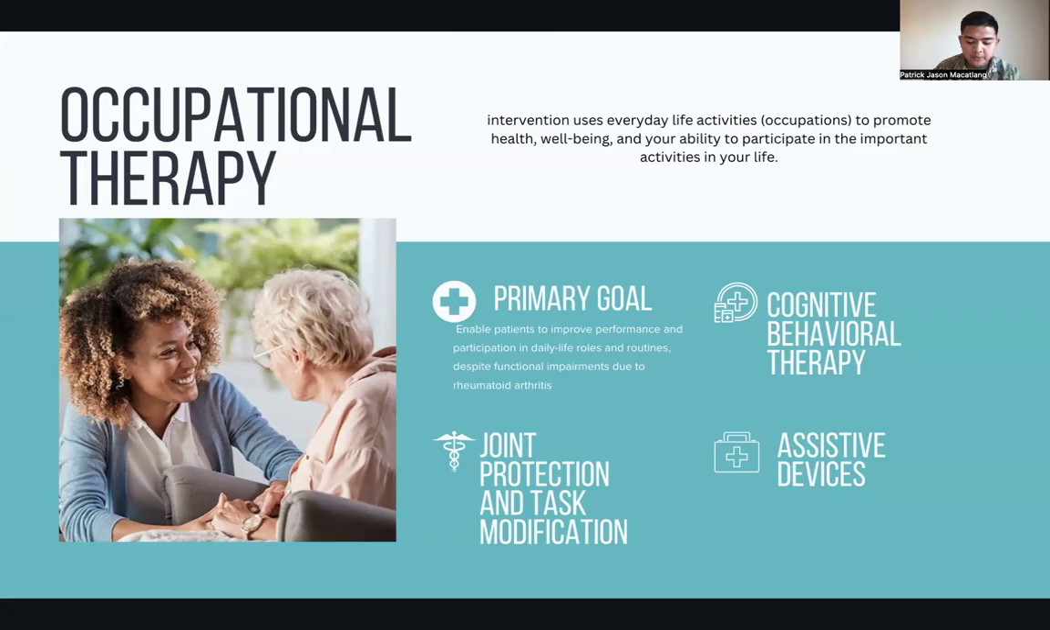Some of the treatments that we do that would help clients with RA are joint protection and task modification, assistive devices, and cognitive behavioral therapy.